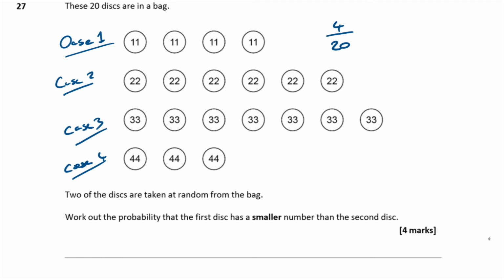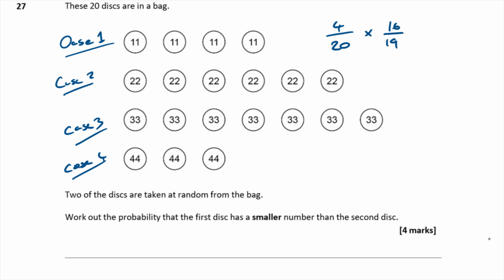Now, how many of those are there? There are 2, 4, 6 22s, 2, 4, 6, 7 33s. There are 3 44s. That is a total of 16 altogether. And there are 19 tokens to pick from because I've already picked one. So it's going to be 16 out of 19 then, isn't it? Okay, 16 out of 19.